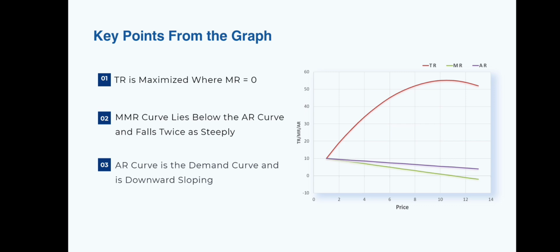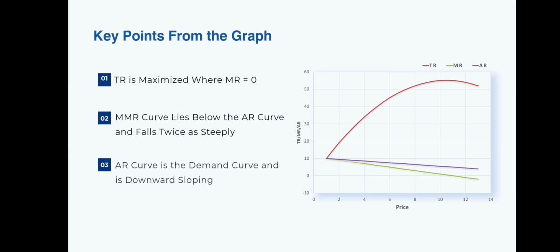So why is the MR curve twice as steep as the AR curve? For this, let's explain. When a firm lowers the price to sell more, AR falls slowly because it's just the price. But MR falls faster since lowering the price applies not just to the new unit but also to all previous units sold. This extra loss makes MR decline at double the rate of AR.